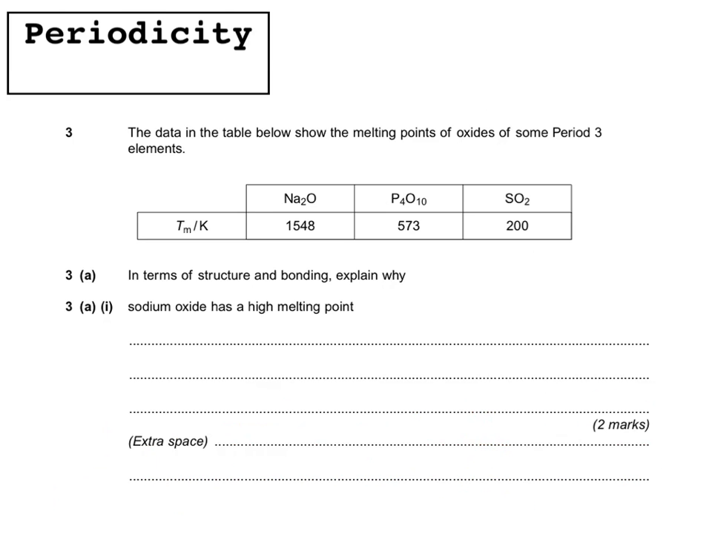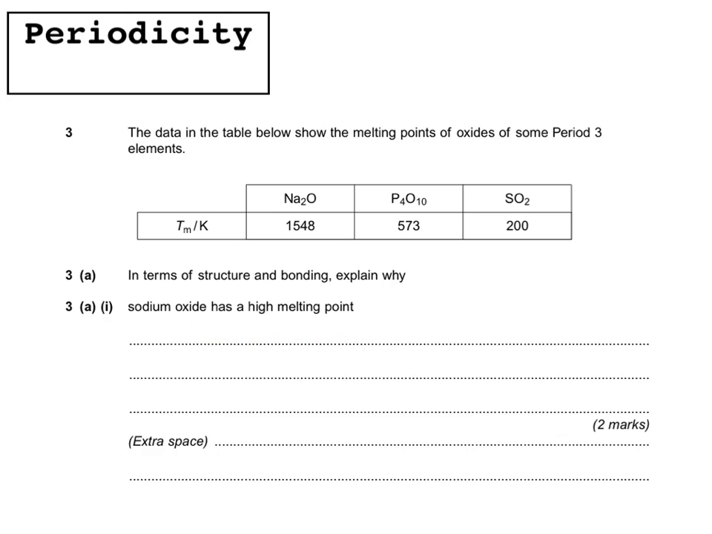I'm going to go through quite a few past exam questions now, just to show the range of questions that can be asked on periodicity. So this is the first one, so it gives you the melting points of a few of the oxides across period 3. So in terms of structure and bonding, explain why sodium oxide has a high melting point. So this is essentially going back to your Chem 1 knowledge, as I was saying in the video.